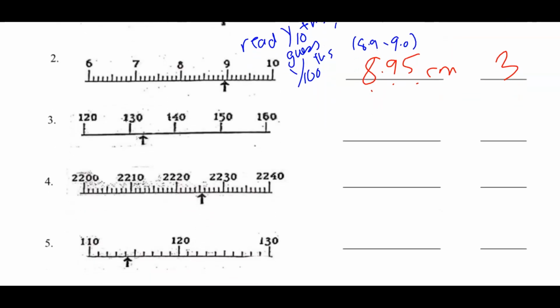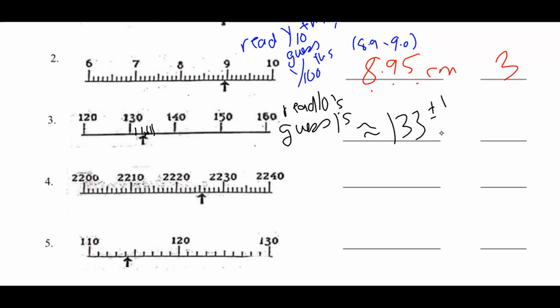Okay, how about number 3? Now on this one, be careful. You can read the tens. That means you're going to guess only the ones place value. Okay, so let's see, 135, 1, 2, 3, 4, ooh. Okay, it's probably more like 133-ish. So I'm going to say approximately 133. You can say plus or minus 1 on that. Okay, there are 3 sig figs. I was reading the hundreds and the tens, and I guessed the ones place. There's always going to be one more sig fig than you could read on your ruler.